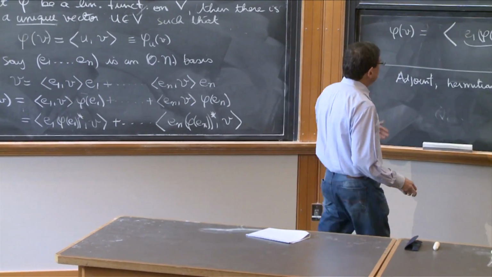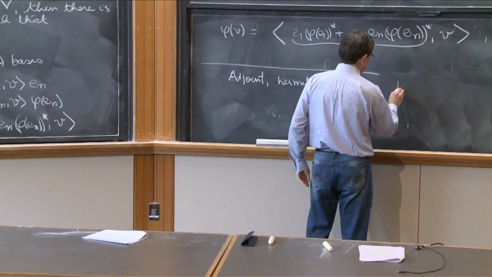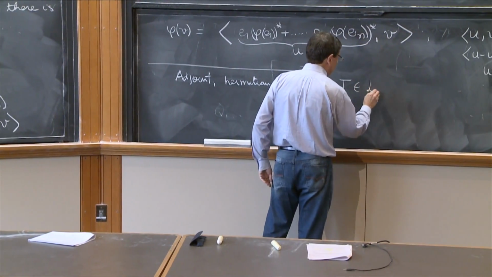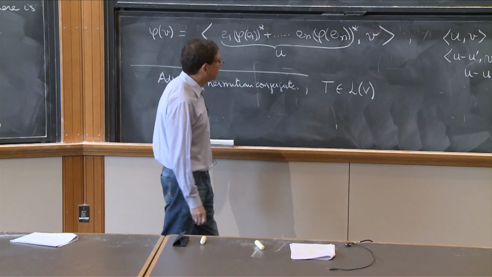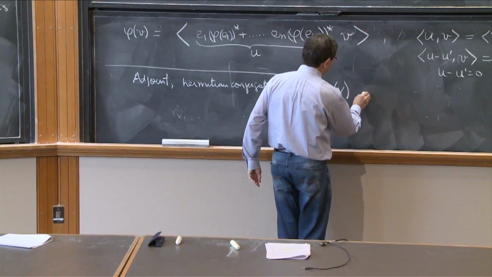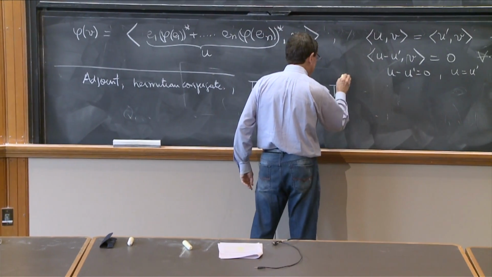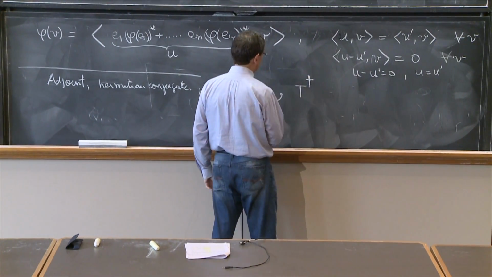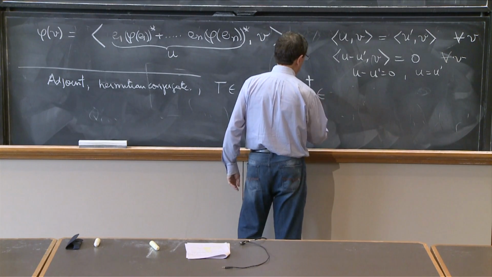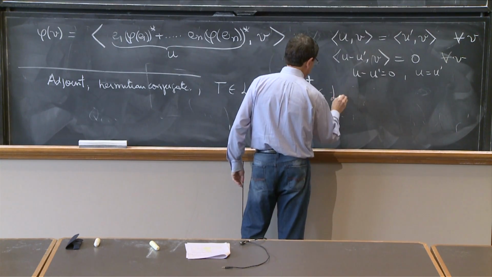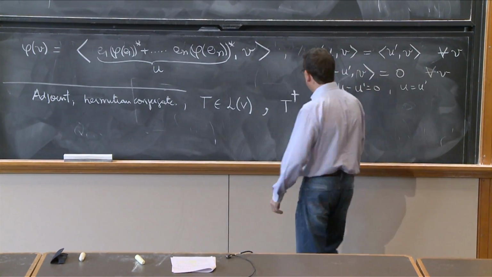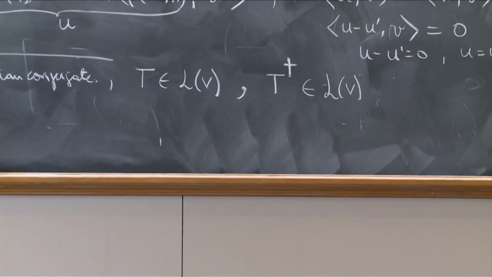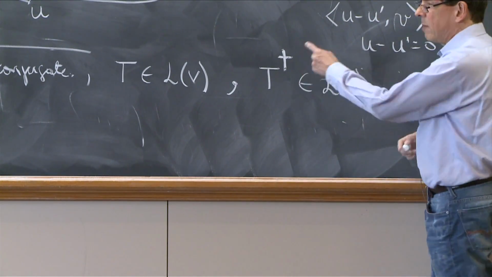So given an operator T belonging to the set of linear operators in a vector space, you can define T dagger, also belonging to L of V. So this is the aim, constructing an operator called the Hermitian conjugate.